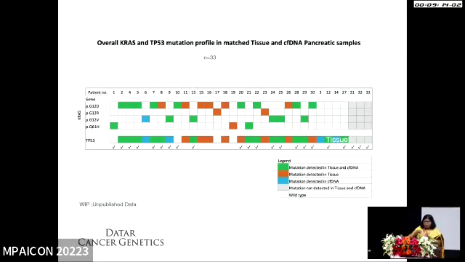This was a very small cohort which had matched tissue and circulating tumor DNA samples.